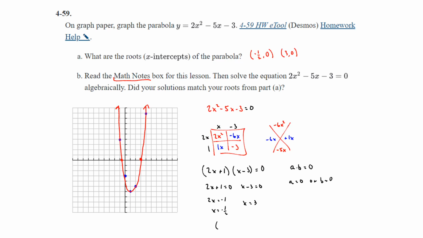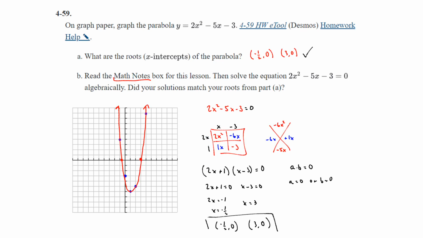So we do see that when y is 0, x is negative 1/2. And when y is 0, x is 3, which does check back up to our graph that we did on part A. And that is to solve by factoring.